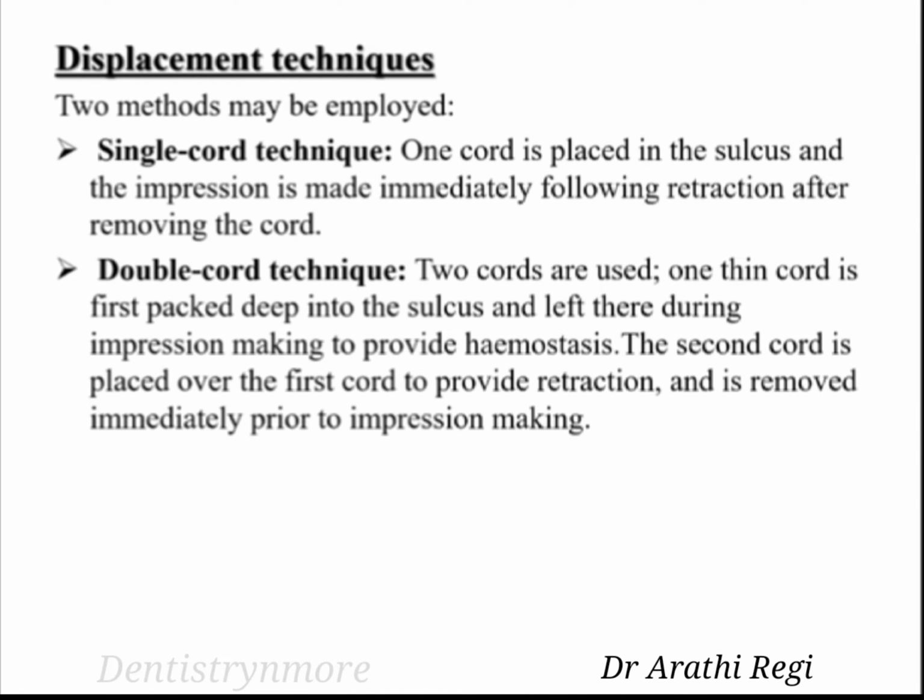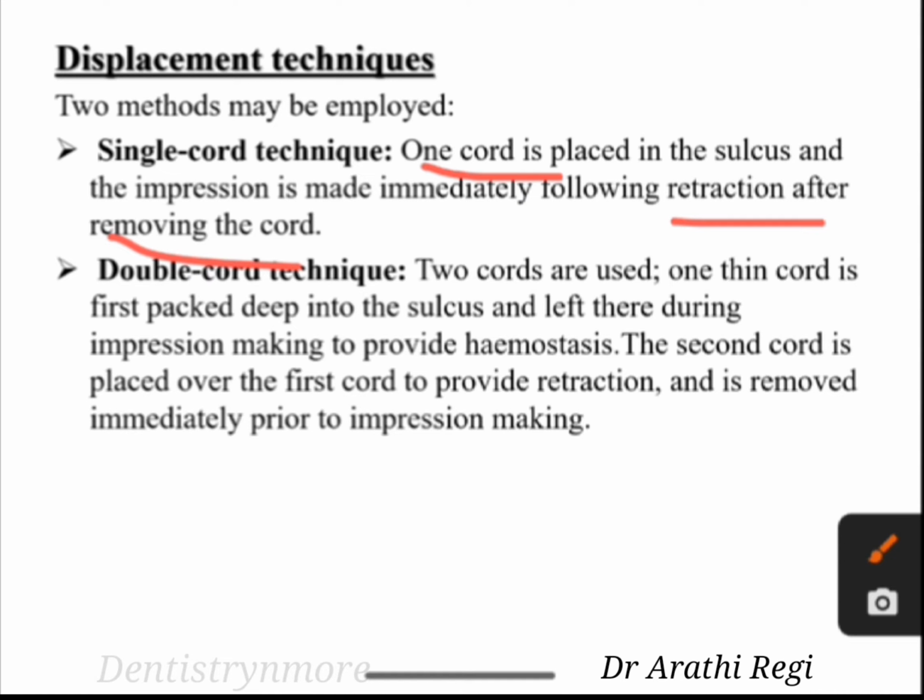Next question was gingival displacement technique. Usually two methods are employed, that is single cord technique and also double cord technique. In case of single cord technique, only one cord is placed in the sulcus, and the impression is made immediately following retraction after the removal of the cord. So the cord is removed, after that immediately the impression is taken.